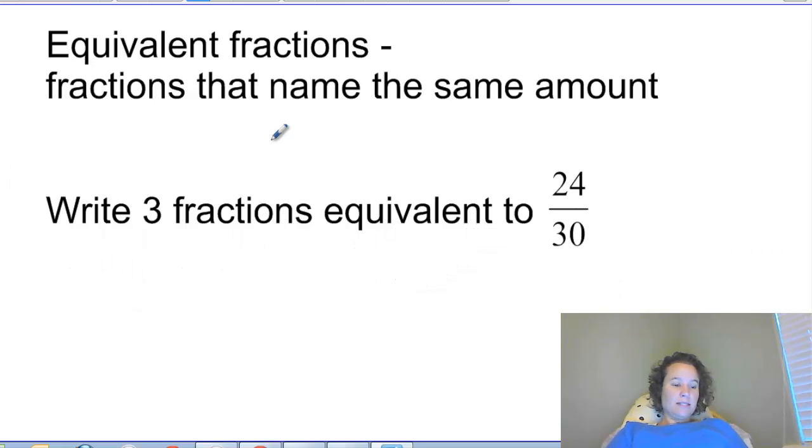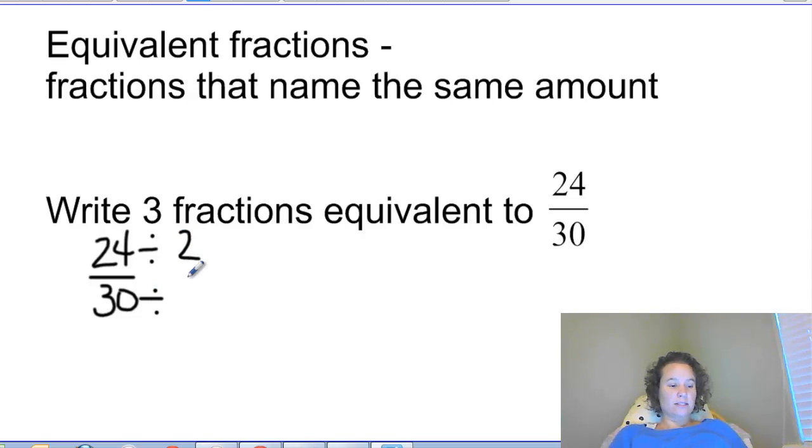Now sometimes, like I said before, you might want to divide your numerator and your denominator by the same thing to get an equivalent fraction instead of multiplying by the same thing. So let's take 24/30 and divide both the numerator and the denominator by the same thing. I just need to choose any number that's a common factor of 24 and 30. It doesn't have to be the greatest common factor, but any common factor I can divide both of them by. I do want to get a whole number for my answer.